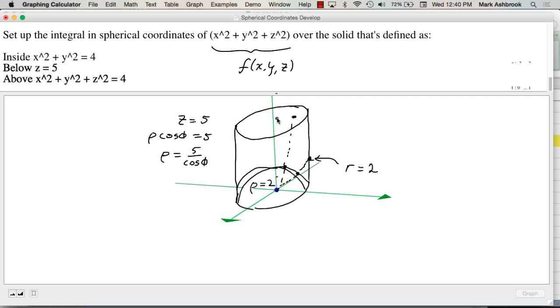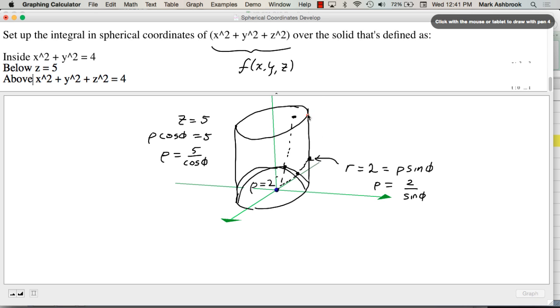So here rho depends on phi, right? It's not constant rho. It depends on what phi is, and it's actually 5 secant phi, right? 5 over cosine phi. But then over here, what is r? Rho sine phi. So rho equals 2 over sine phi. So where the arrow leaves the solid depends on what? Phi or theta? Phi, right?